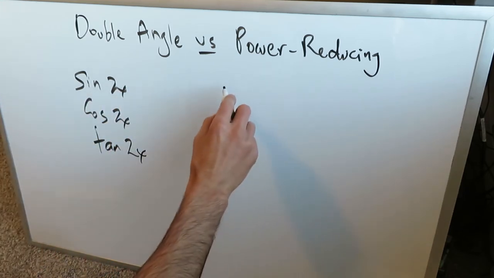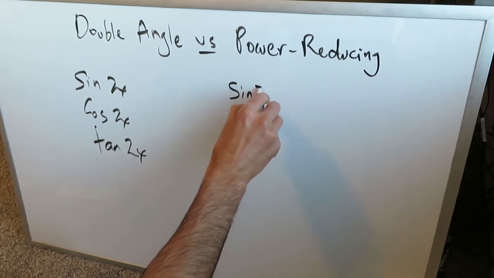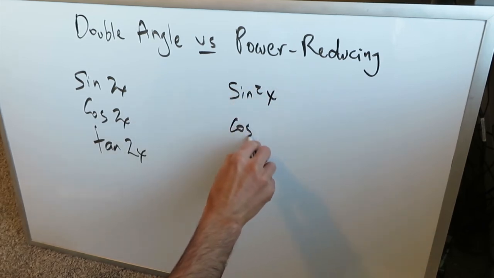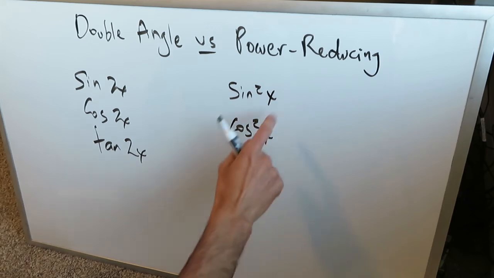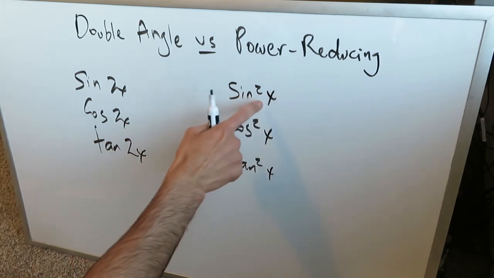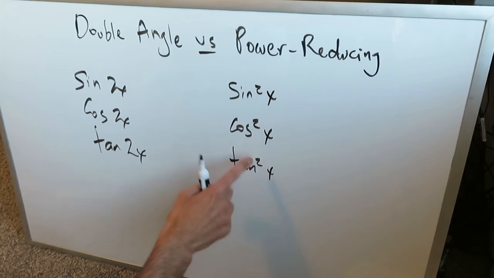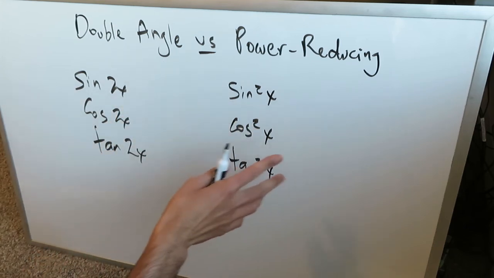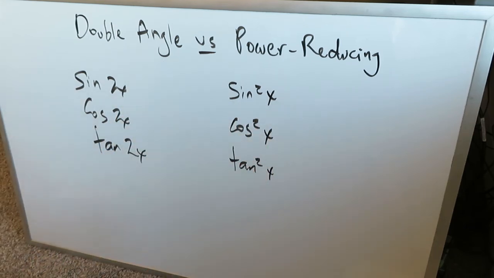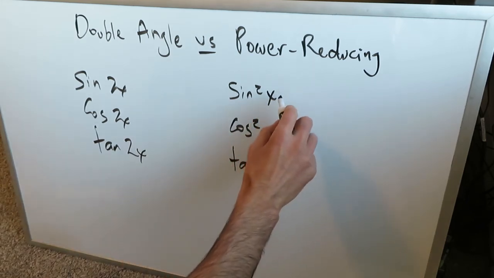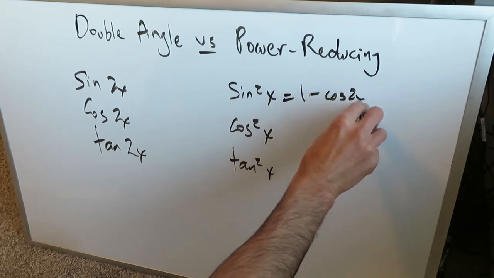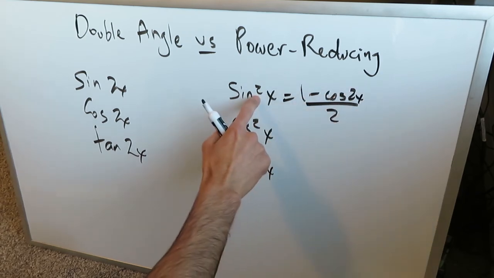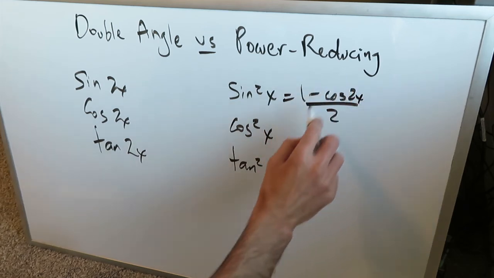The power reducing formulas are the ones which look like this. Sine square x can be reduced into something, cosine square x can be reduced into something, and tan square x can be reduced into something such that the power is reduced. You see these exponential powers of 2, the degree of 2 is reduced by the power formula into the degree of 1. And this is what I'm talking about. Sine square x becomes 1 minus cosine 2x over 2. You see how the square has been replaced by a power of 1.